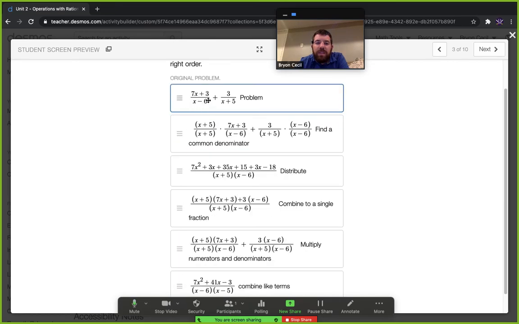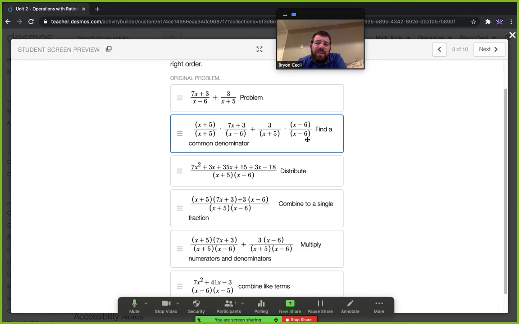As you see, we had x minus 6 and x plus 5. The common denominator would be x plus 5 times x minus 6. And so what you would do then is multiply each one by what you don't have. You're going to take the 7x plus 3 times x plus 5 over x plus 5. You're taking the 3 over x plus 5, and taking that times x minus 6 over x minus 6.